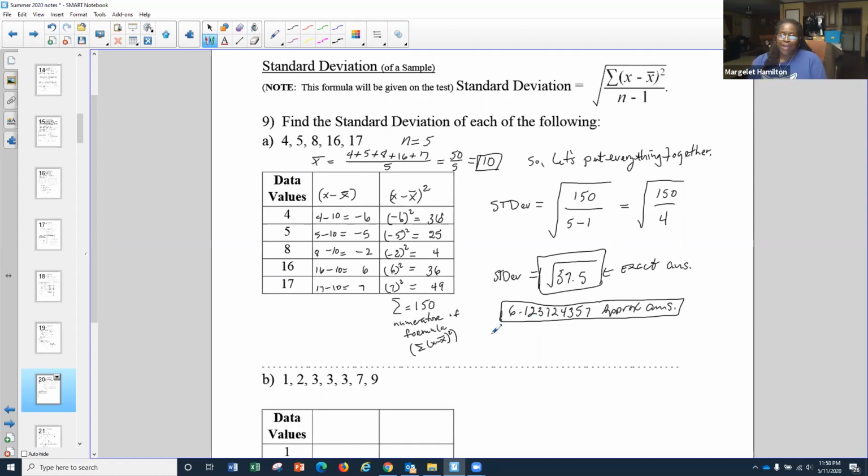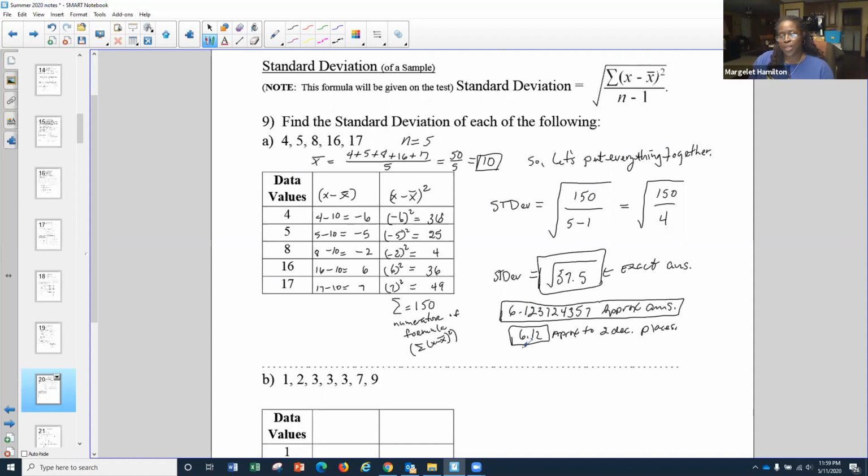All right, but what if they want me to round it to 2 decimal places? So that's 2 decimal places, that 2 is there, the 3 behind it is not a 5 or greater. So when I'm rounding it to 2 decimal places, I would get 6.12. So this is approximate to 2 decimal places.